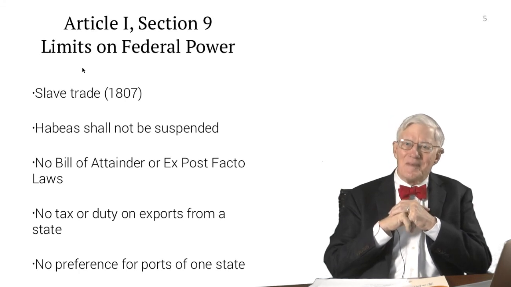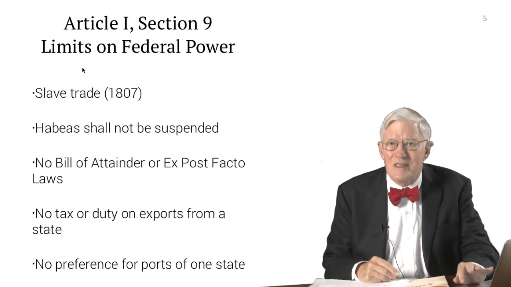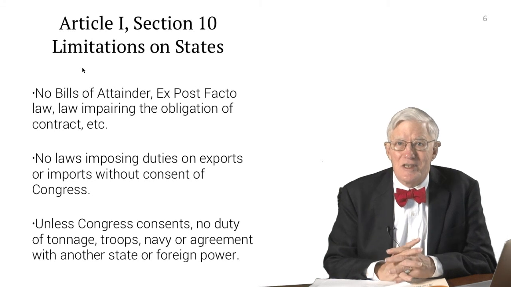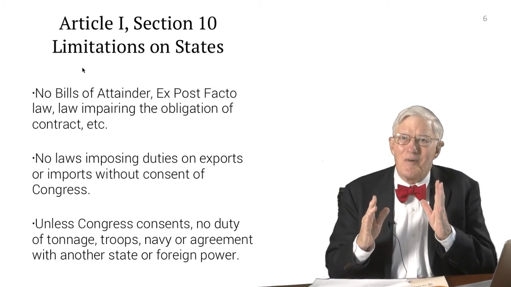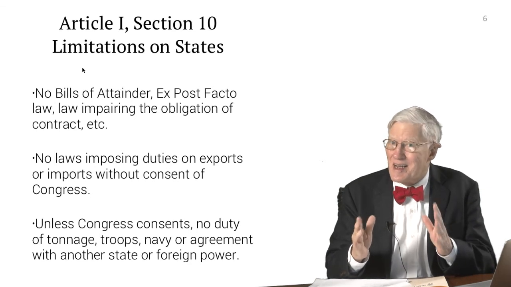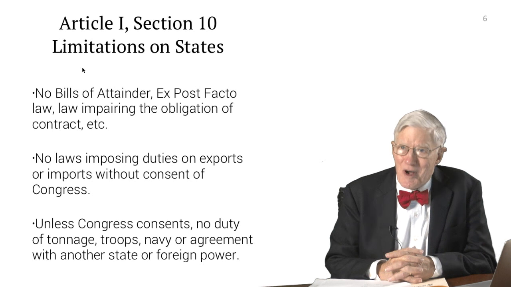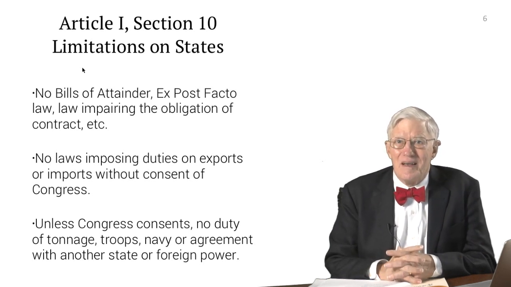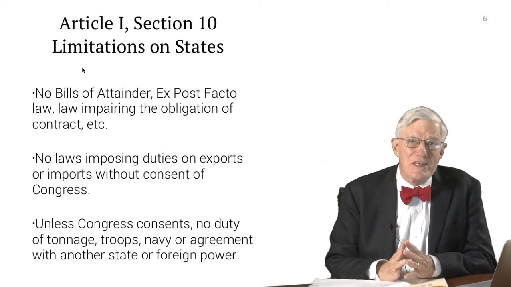Section 9 prohibits the preference among states. And Section 10, limitations on states. Look at the repetition. Under Article 1, Section 10, again, before we reach the Federal Bill of Rights, the federal Constitution says that the states may not enact bills of attainder or ex post facto laws or laws impairing the obligation of contract.